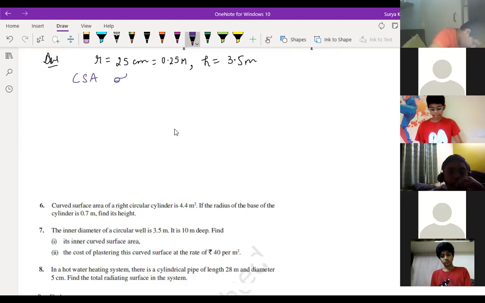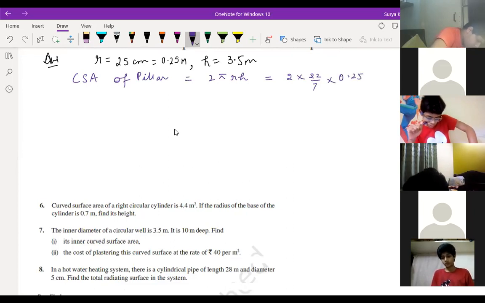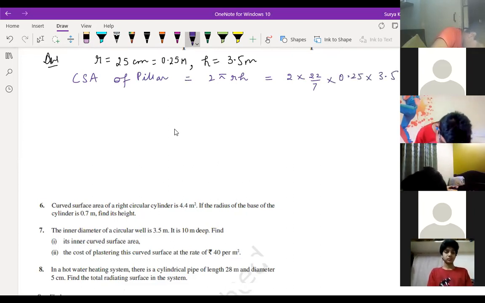CSA of pillar is equal to 2πrh. Let me make it easier if you are not understanding. So 2 into 22 by 7 into radius 0.25 into height 3.5. This much is clear. The answer, sir.